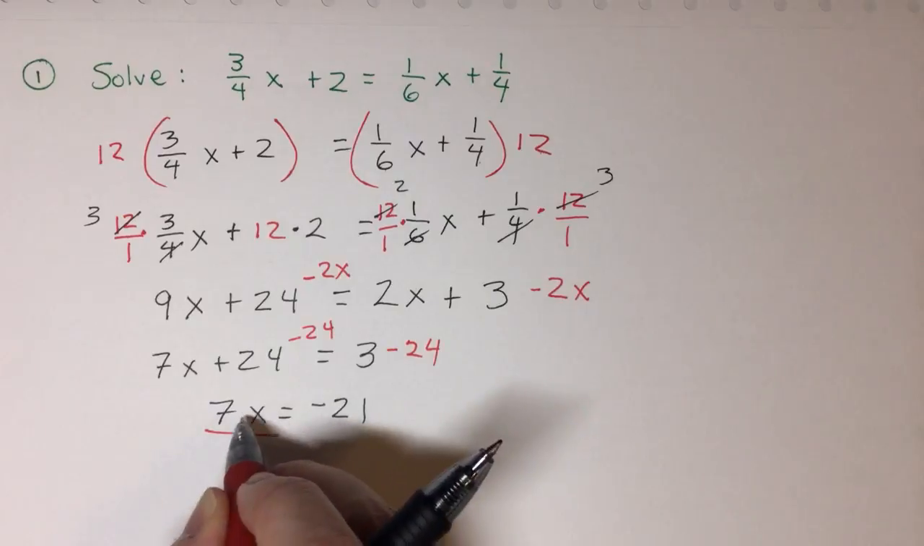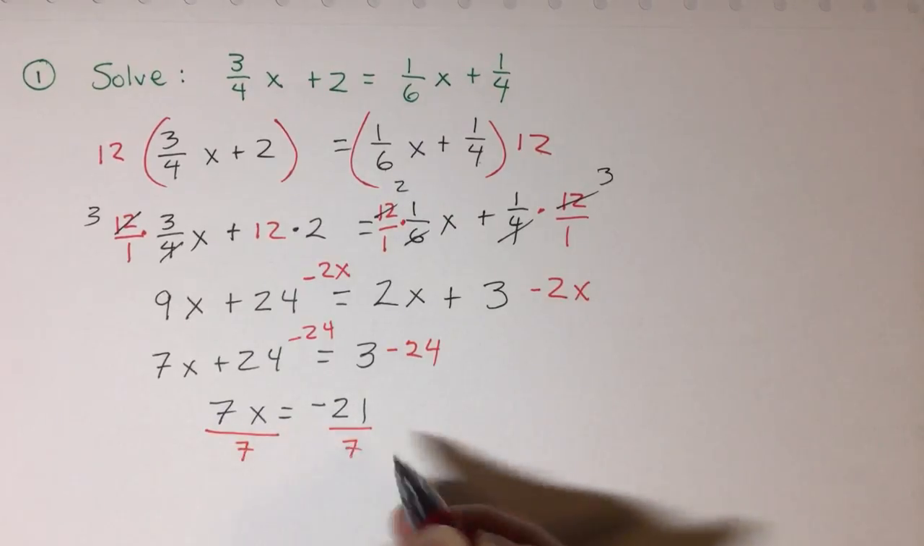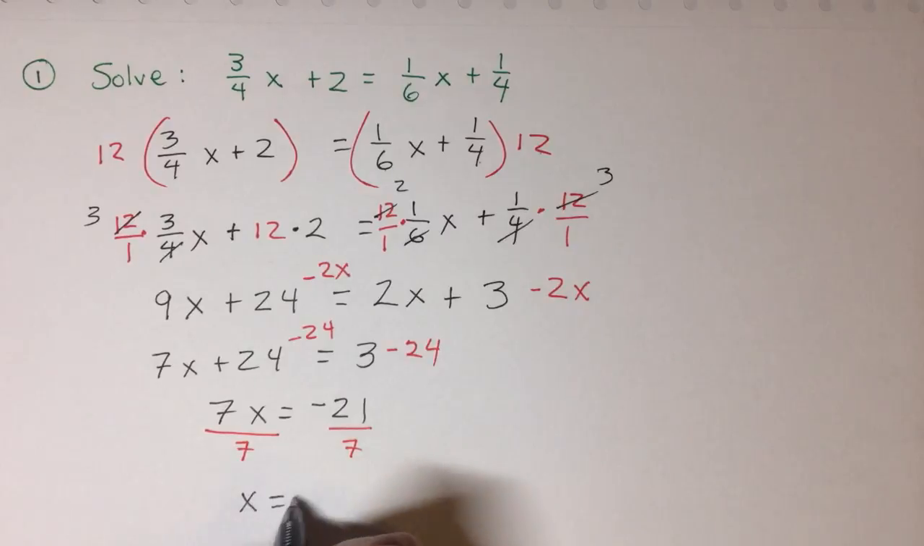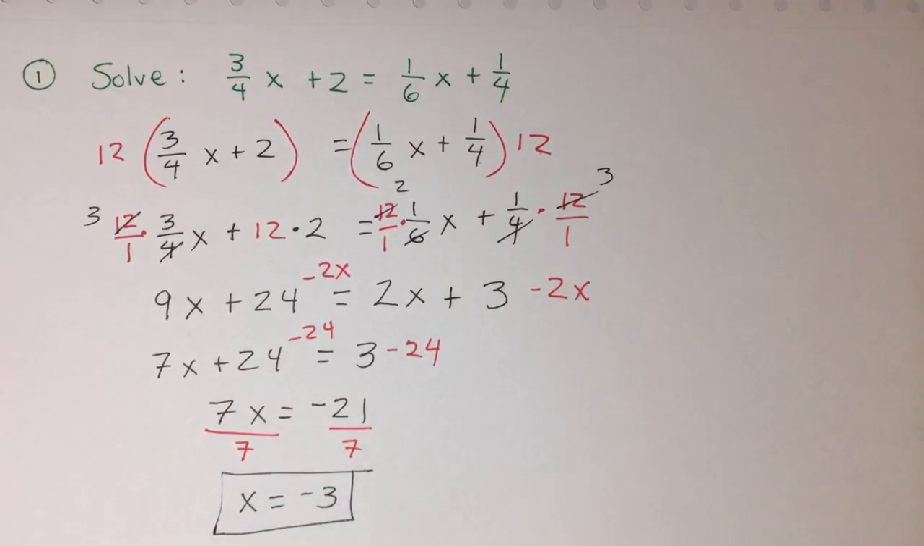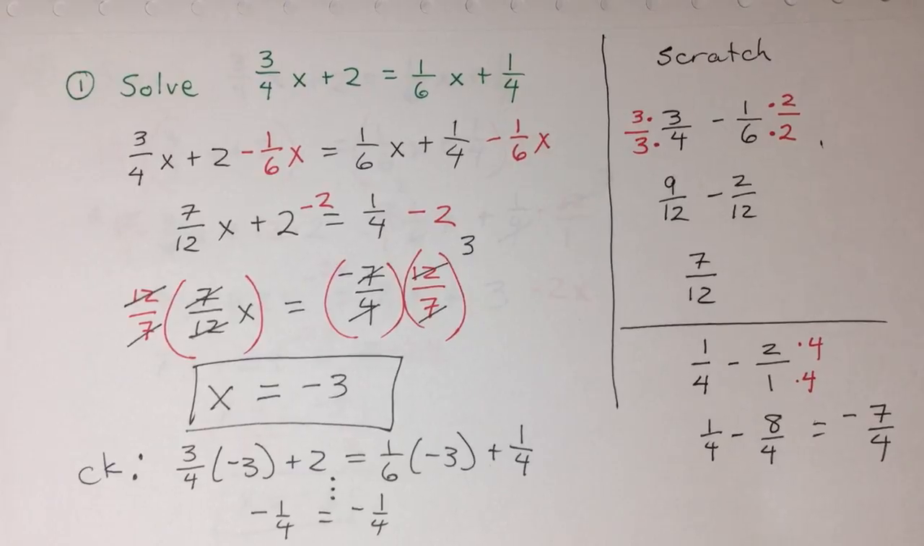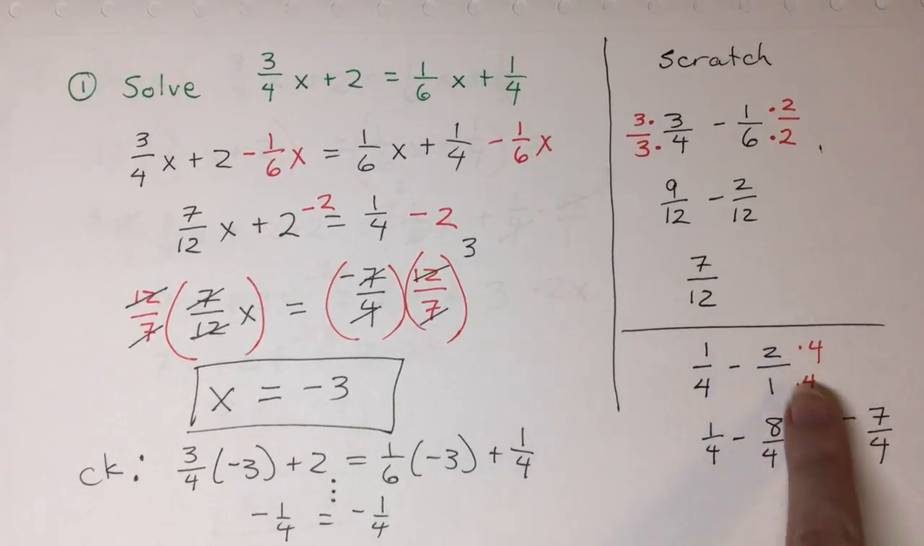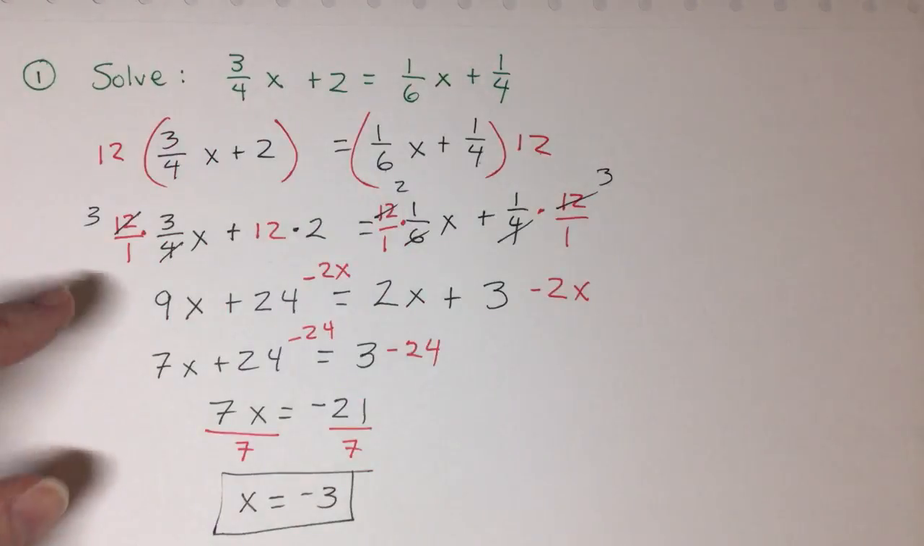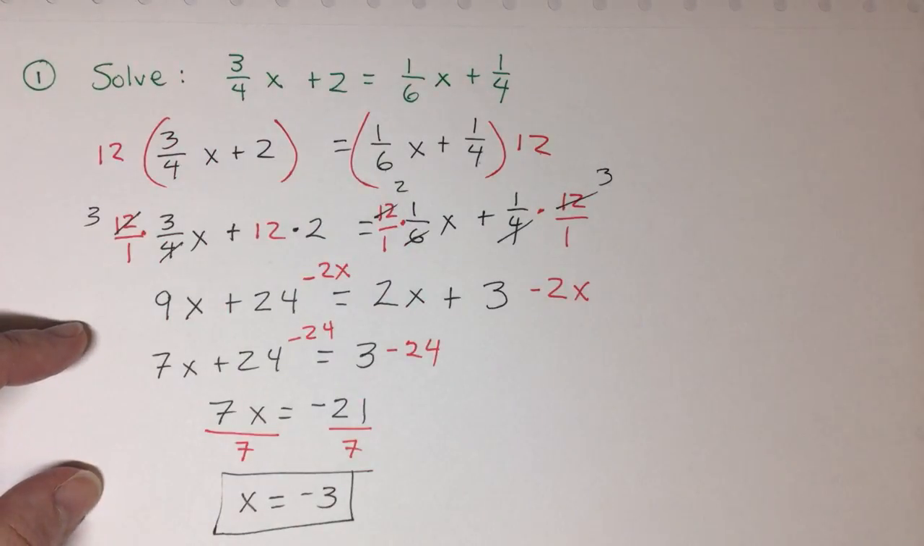To get x by itself, the 7's stuck by multiplication. Undo multiplication by division. X is negative 3. Exactly the same answer we got last time, but the arithmetic is significantly easier because I don't have to do this scratch work with my fractions. Here I've just got nice, easy integers to work with. So that's the key. And again, the reason we can do this is because with an equation we can multiply or divide both sides of an equation by any non-zero number as long as we do the same thing to both sides.